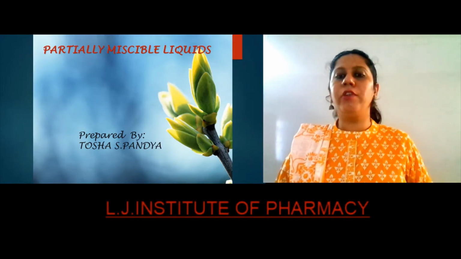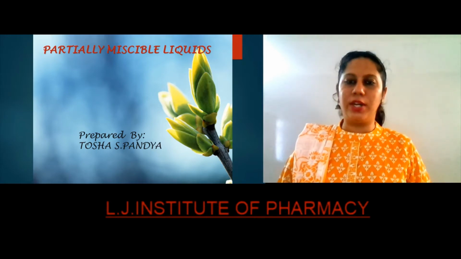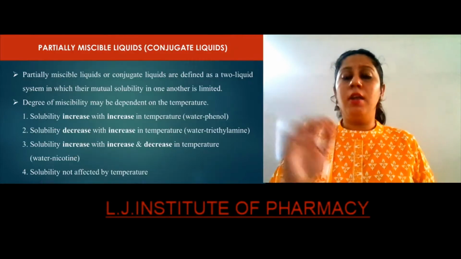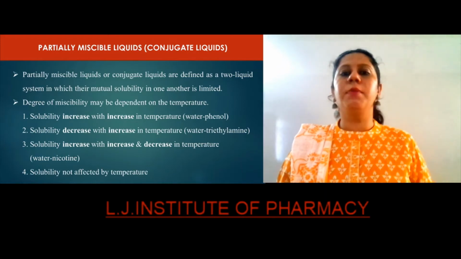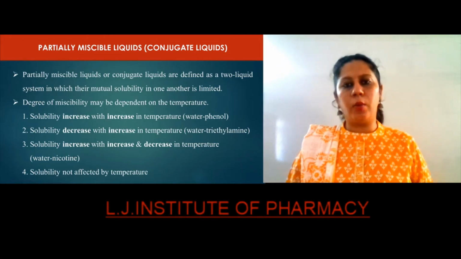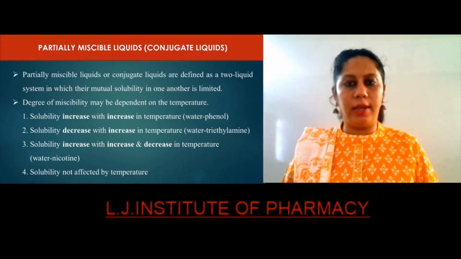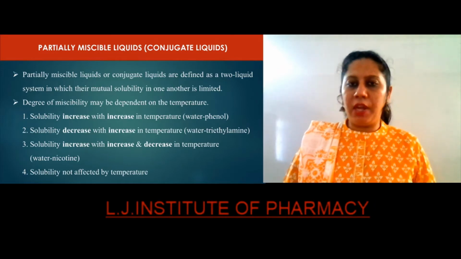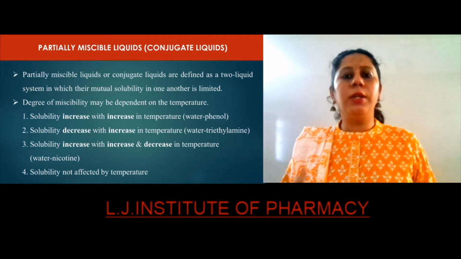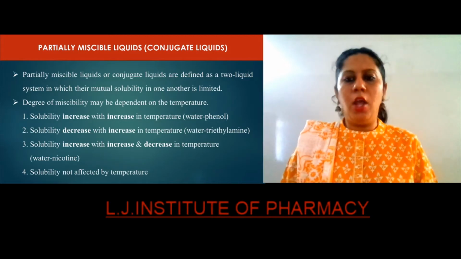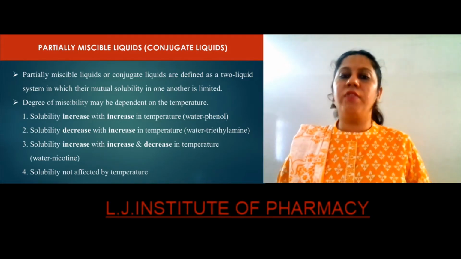In this session, we'll be talking about the partially miscible liquids. So let's begin with the session. First of all, what are partially miscible liquids? The partially miscible liquids are also known as the conjugate liquids. This type of liquids are the ones in which the solubility in one another is limited. The mutual solubility of two liquids in one another is limited.